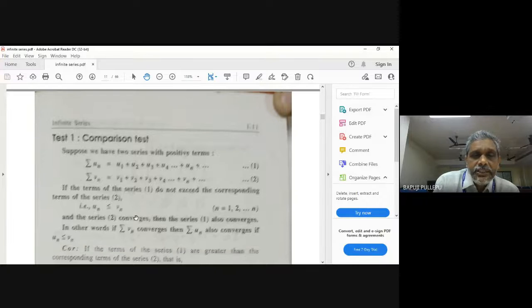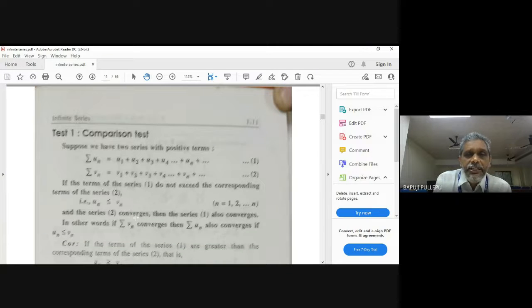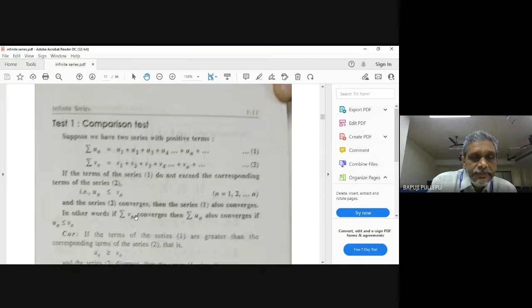First, the comparison test, how they will tell. Suppose we have two series with positive terms, u1 + u2 + u3 + ... + u_n and v1 + v2 + ... + v_n. If the terms of series 1 do not exceed the corresponding terms of series 2, that is, u_n is less than or equal to v_n, and the series of v_n converges, then series 1 also converges. In other words, if v_n converges, then u_n also converges, if u_n is less than or equal to v_n. This is the comparison test.